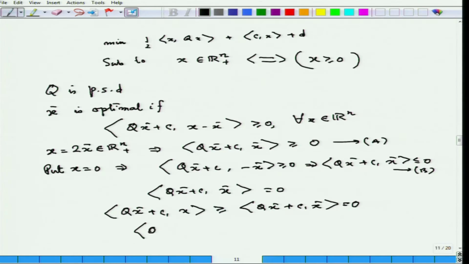So, what you get is Q x bar plus c times x is greater than or equal to 0 for all x in Rn plus. This is true for any x, because we are just breaking the inner product and pulling one to the other side. So, because this is true for every x in Rn plus, this would immediately imply that Q x bar plus c is also in Rn plus.